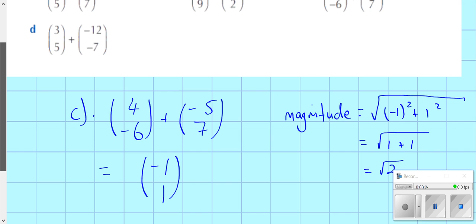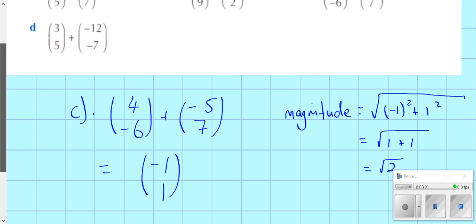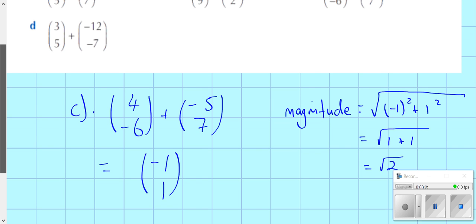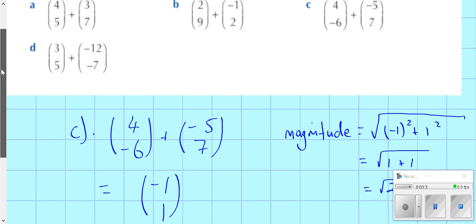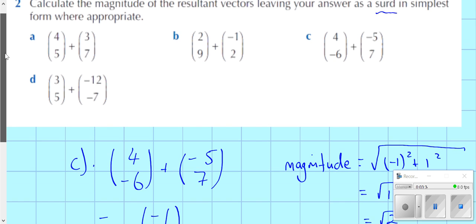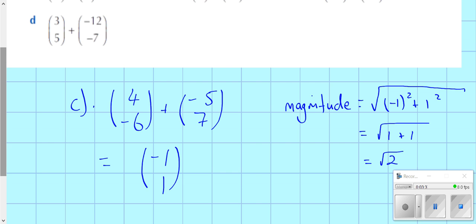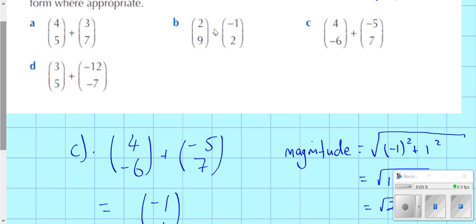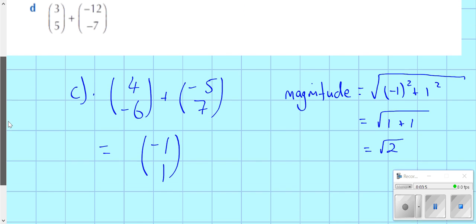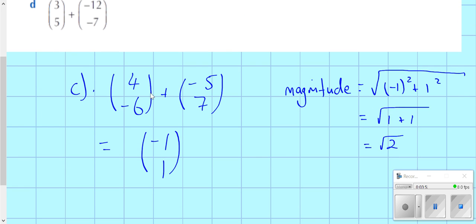Is there going to be one that has nice values? Apologies, I don't think many of these are actually going to simplify. I know this one doesn't simplify, and that one's not going to simplify either. That is essentially the main thing, and I think the difficulty was that word resultant. Add them together first, and then work out the magnitude of your answer.